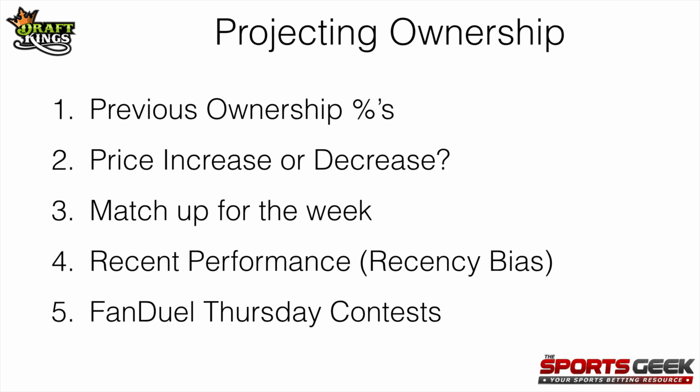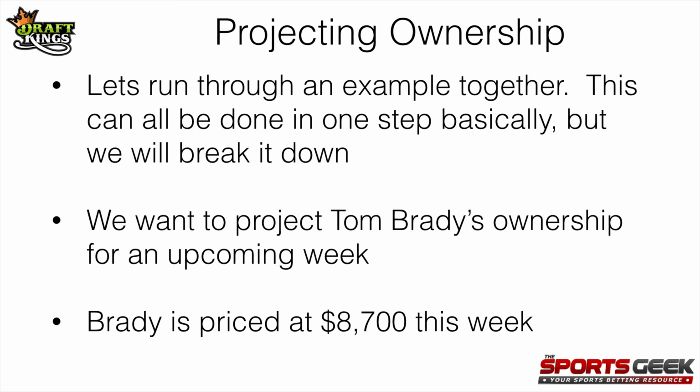So there's basically 5 different steps you can take to project ownership. Number 1 is previous ownership percentages for that player. Number 2, did that player's price increase or decrease? Number 3, the matchup for the week for that player. 4 is recent performance. And 5 is FanDuel Thursday contest. So instead of just explaining each step, we're going to run through an example together. This can all be done in one step basically, but we're going to break it down step by step.